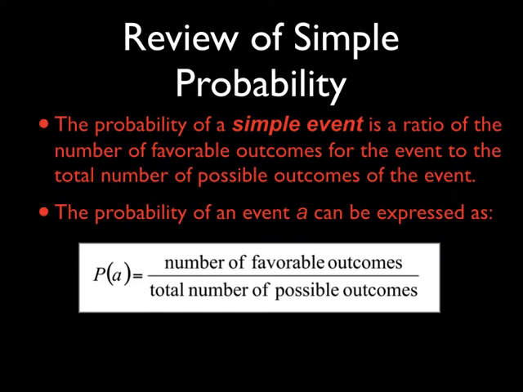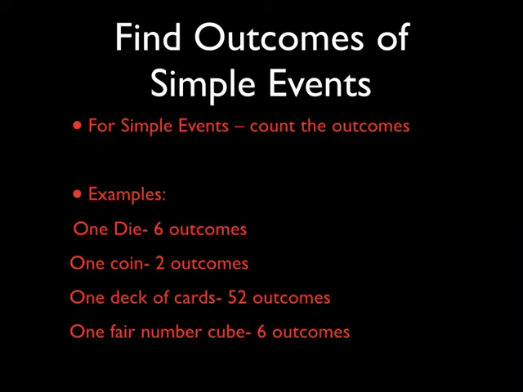So let's look at finding outcomes of simple events. For simple events, you just have to count the outcomes. For example, one die equals 6 outcomes because a die has 6 numbers, and usually dice are used to start a game or to determine who goes first or who will get a higher number or a lesser number. So that's how dice are being used.